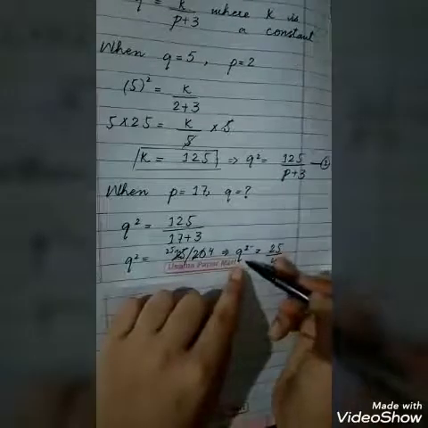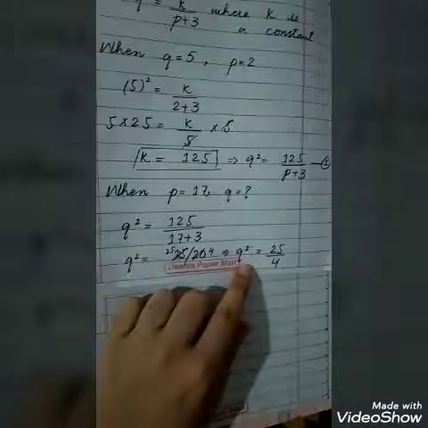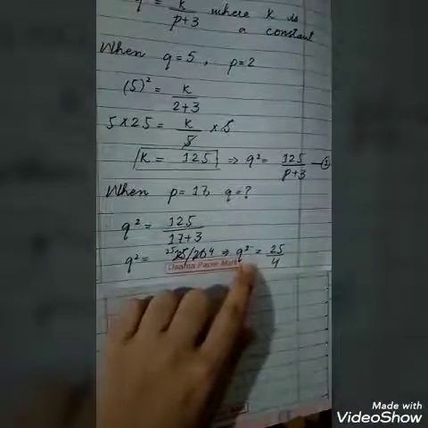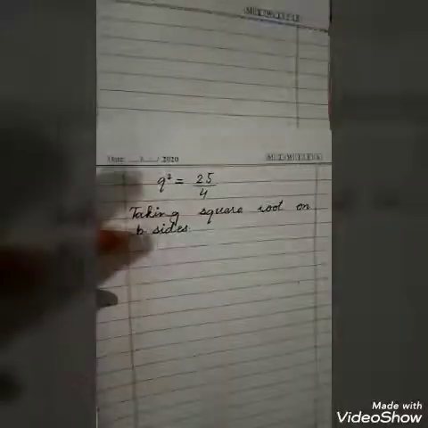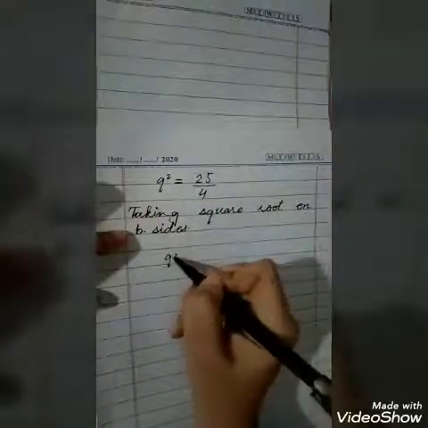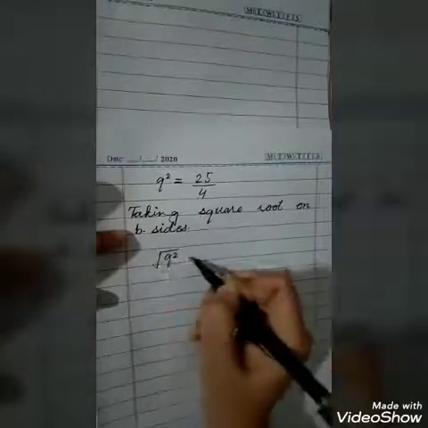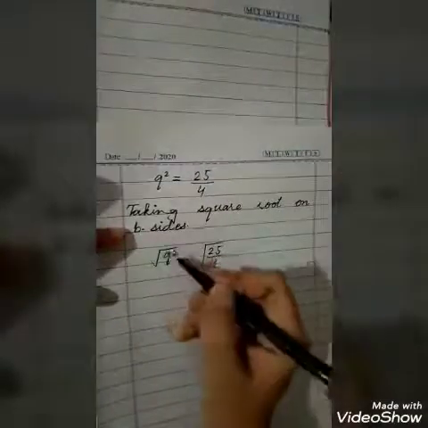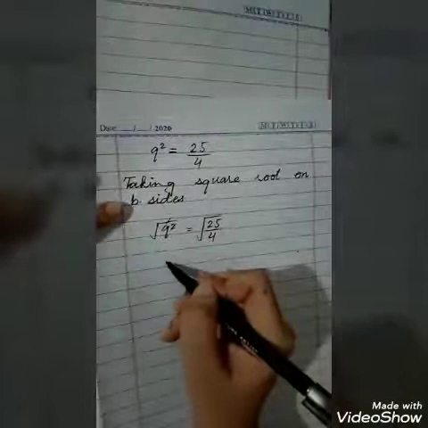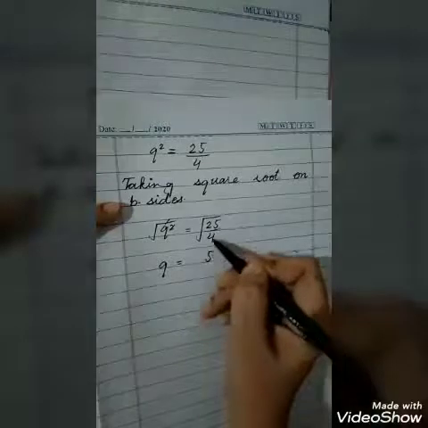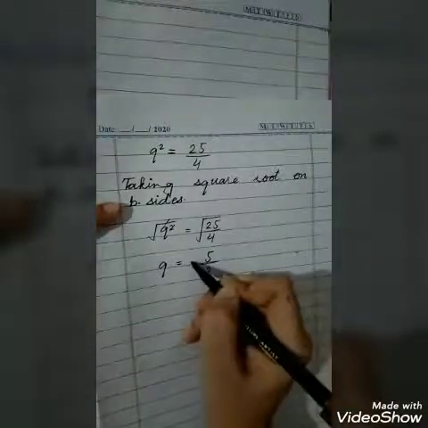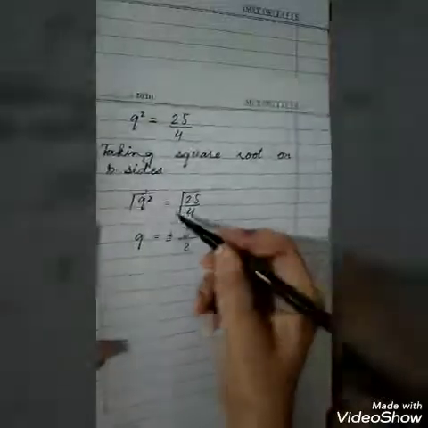Now we basically need the q value, but that is q square, so we have to remove the square. To remove the square we take the square root on both sides. The square is cancelled by the square root. So q is equal to the square root of 25, which is 5, over the square root of 4, which is 2. It will be positive and negative because we have taken the square root.